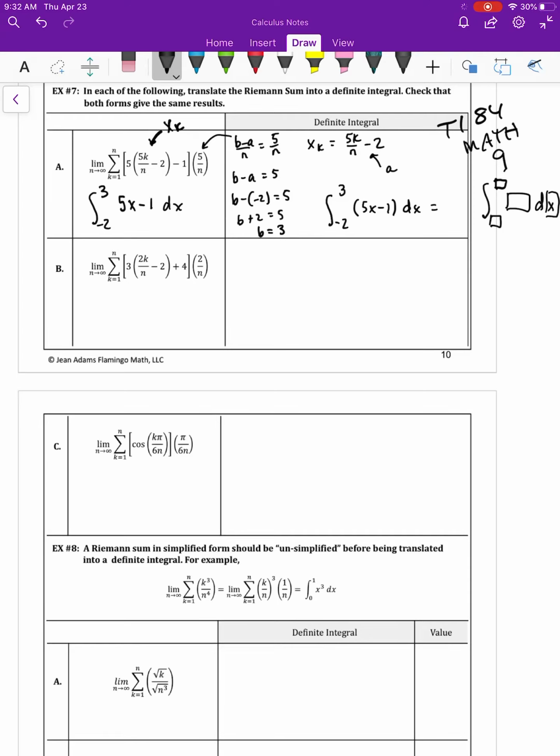guys to try and put that in your calculator to make sure you know how to use your integral. In the TI-84, it's math 9. If you hit the math button and then number 9, it gives you an integral. And it gives you boxes. It lets you put all this stuff in. And it already has a d there. You have to put the x in, right? So you could put in negative 2 to 3, and then you can put in 5x minus 1, right? And then put your x in, hit enter, and you should get 15 halves.